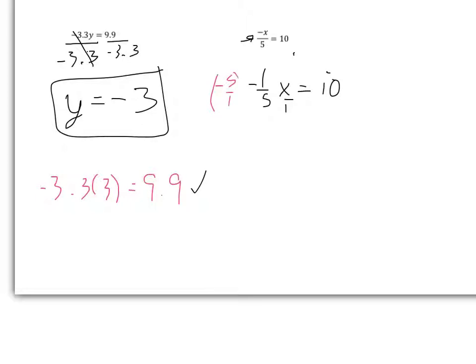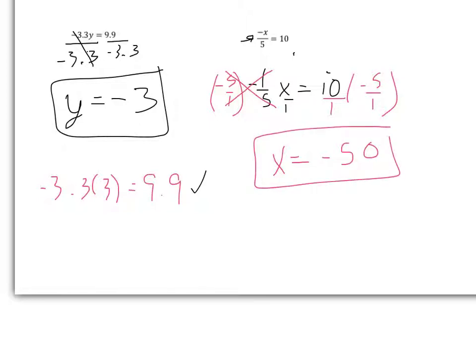Negative 5 over 1. Negative 5 over 1. The 5's cancel, the 1's cancel, the negatives cancel. X divided by 1 is just x. Over here, 10 is really 10 over 1. No cancellation in a crosswise sense. So we multiply straight across. Negative 5 times 10 is negative 50. Divided by 1 is negative 50.